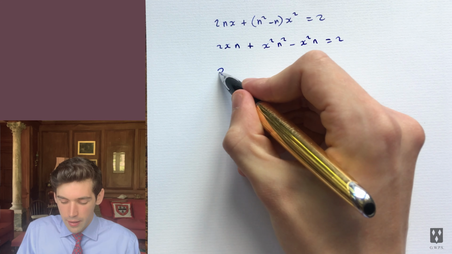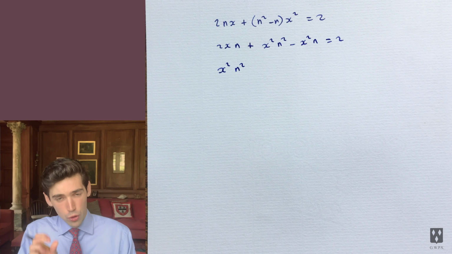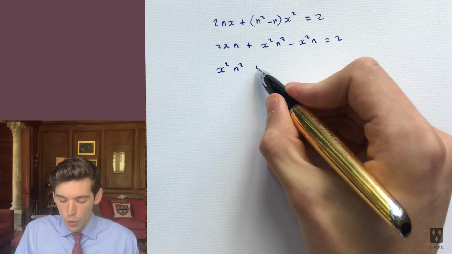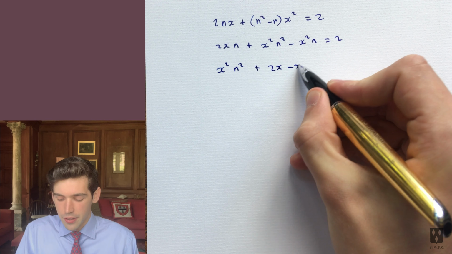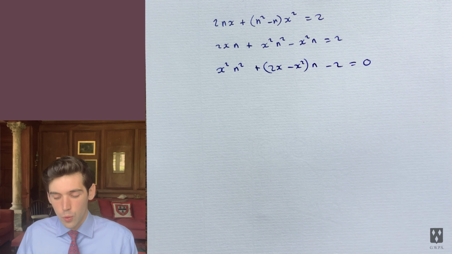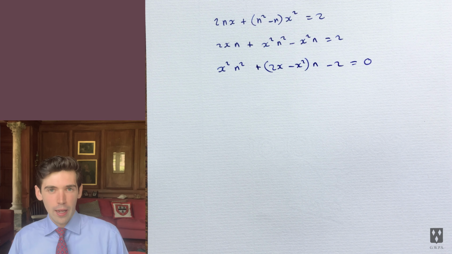So we've got x squared n squared. So we're writing it now as a quadratic, so we go for the highest power of n squared. And then what have we got here? 2x minus x squared, lots of n, minus 2 equals 0. Now, this is a quadratic in terms of n.